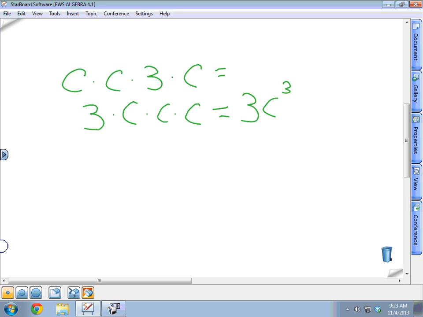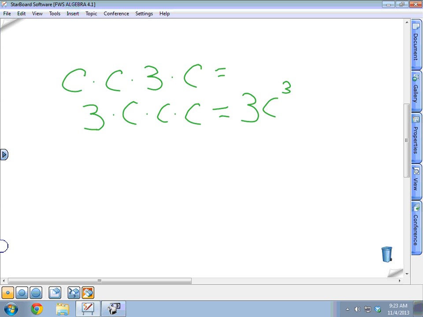Next, we'll go to number 11. Shay? Negative 14n squared. Negative 14n squared. Does everybody see that? You have 7 multiplied by negative 2. That's just negative 14. N times n is n squared.